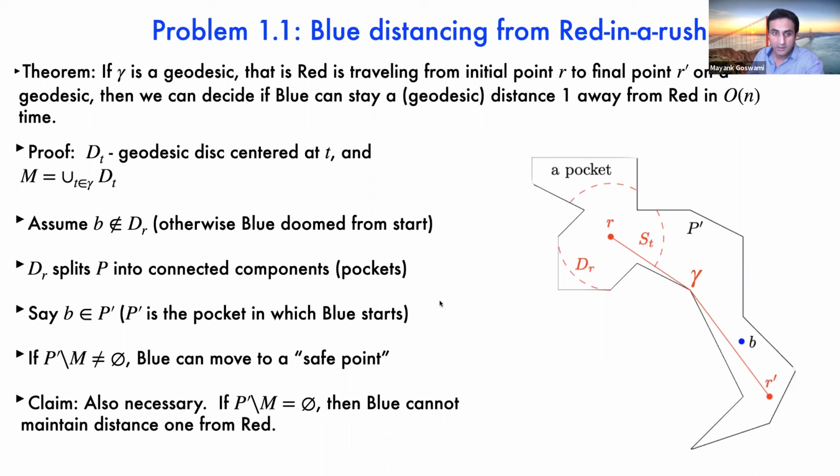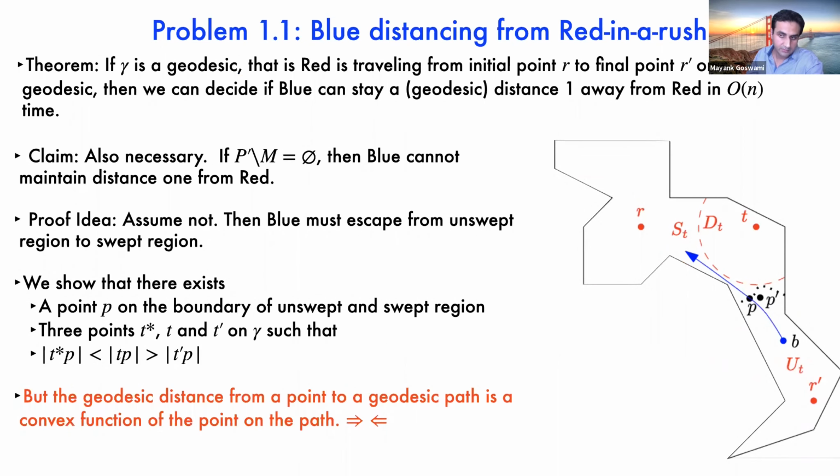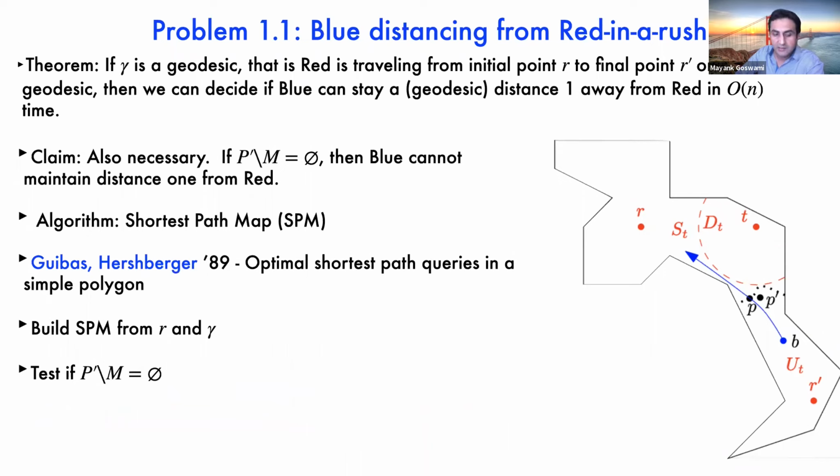I'm not going to go through the proof. The proof basically uses the fact that the geodesic distance from a point to a geodesic path is a convex function of the point on the path. This is the main fact that we use, and the proof is by contradiction. The linear time algorithm uses the shortest path map developed by Guibas and Hershberger, which can be built in linear time. And that's how we decide if blue can stay distance 1 from red, if red is moving on a geodesic.